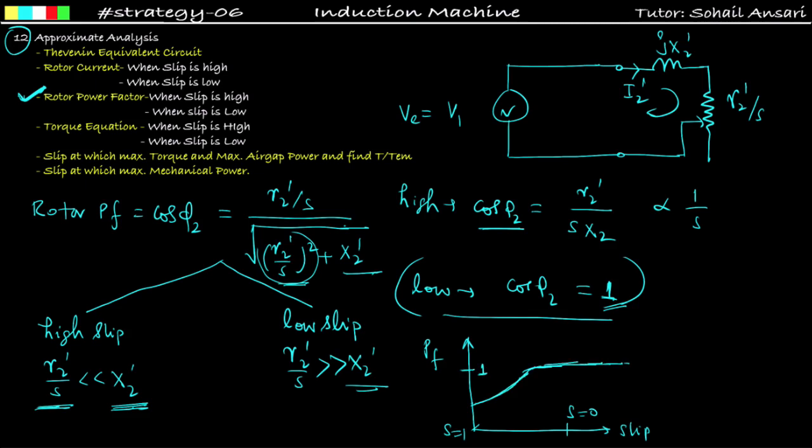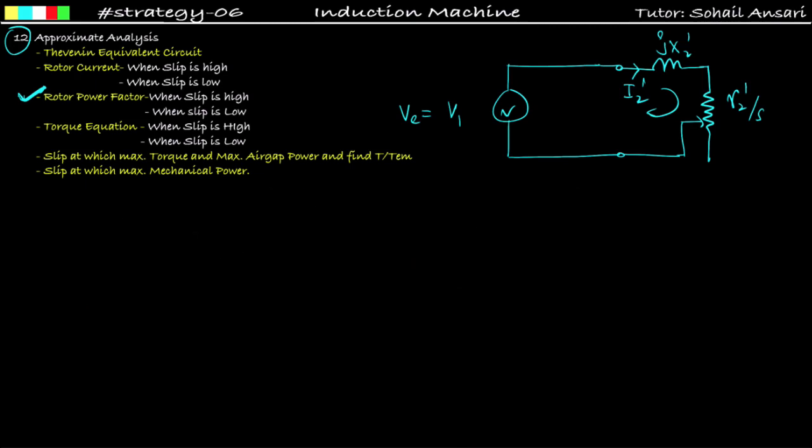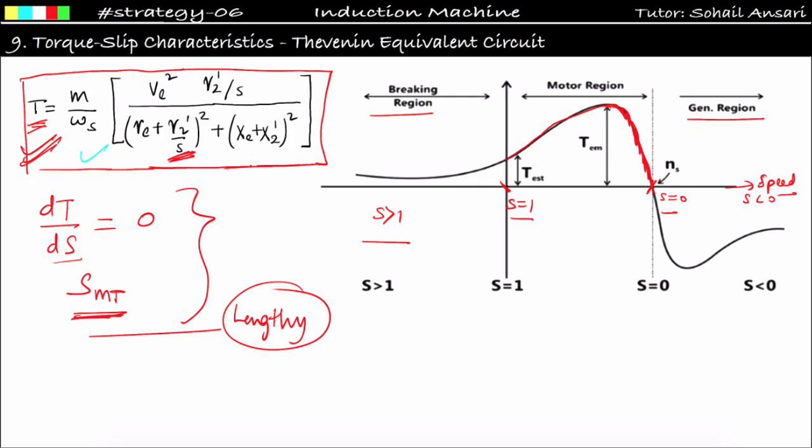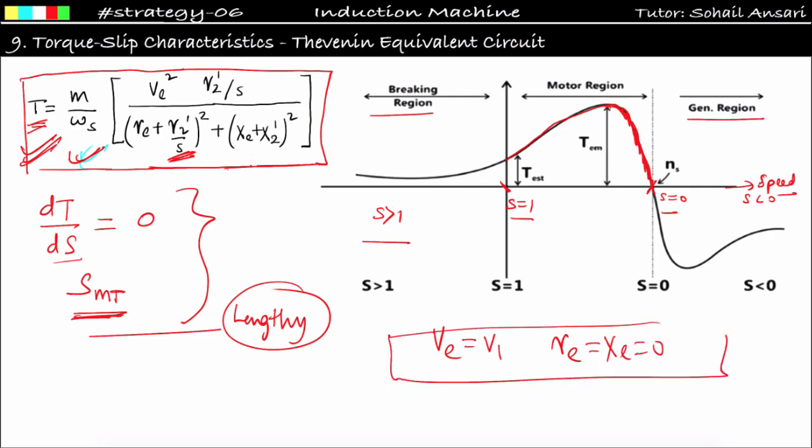Now see the third one, that is the torque equation. Now you have to find the torque equation by using the approximate equivalent circuit. You have already found the torque equation, that is this much. What is the difference? You only have to put VE equal to V1, and put RE equal to XE equal to 0 to get the approximate torque equation. So put RE equal to 0, XE equal to 0, and VE equal to V1.